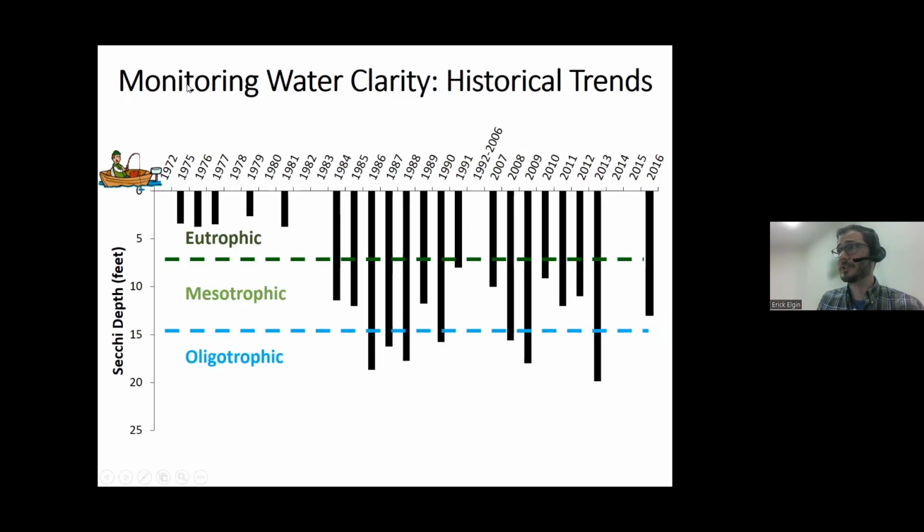And then, of course, when you start to look at the water clarity through time, this can now tell you how your lake is changing. So this particular lake was eutrophic in the 70s and early 80s, but then changes in management that occurred moved it into a mesotrophic and maybe sometimes into the oligotrophic state, trophic status.